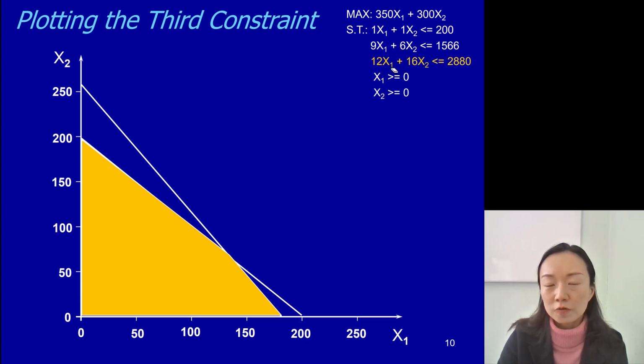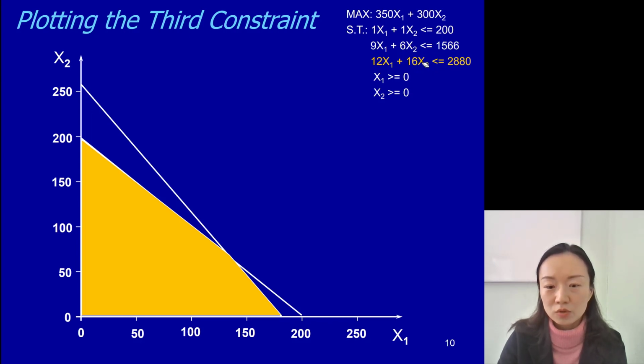First step, change this to an equation: 12x1 plus 16x2 equals 2880. Once we change it to an equation, we can plot it on the coordinate system by finding two points. That's the easiest way. We can set x1 to be 0 to find the x2 value, and set x2 to be 0 to find the x1 value.